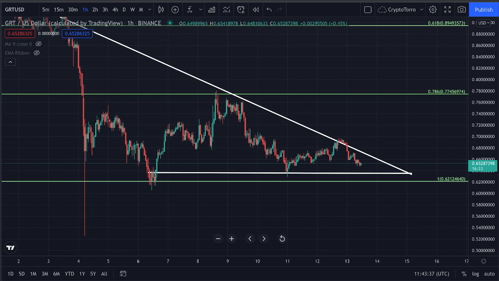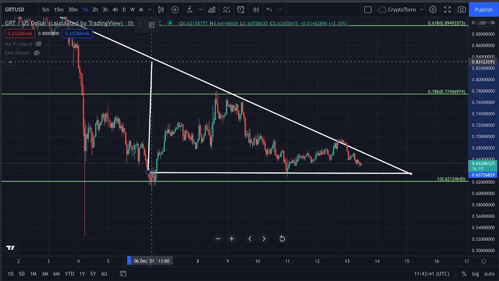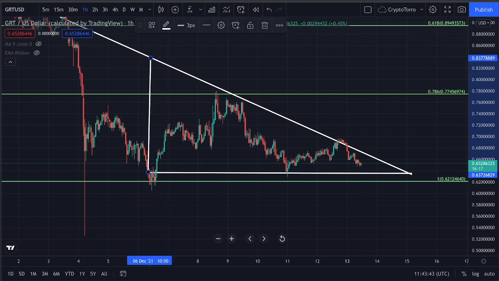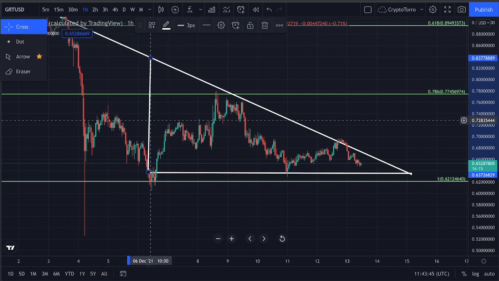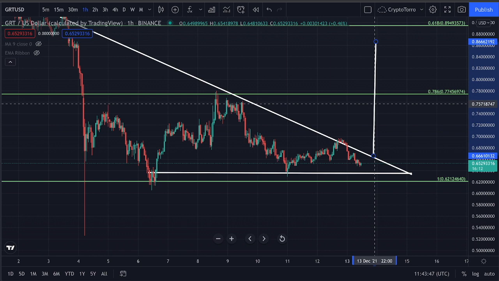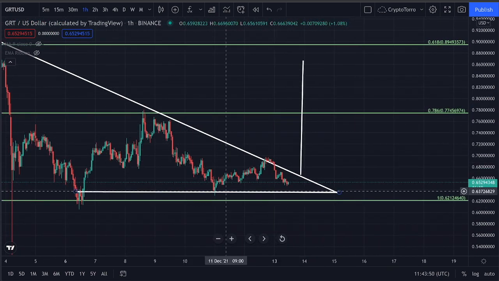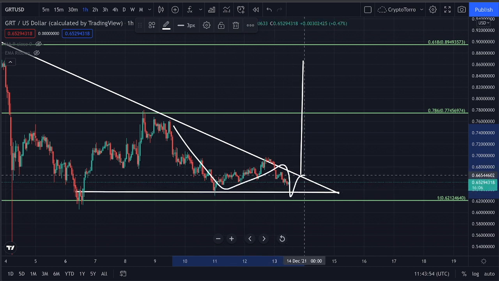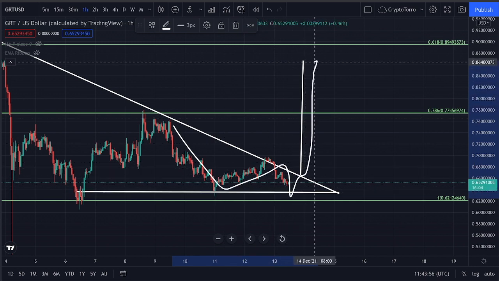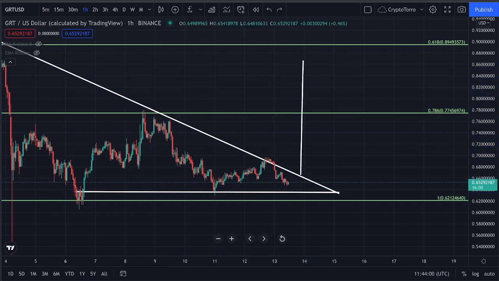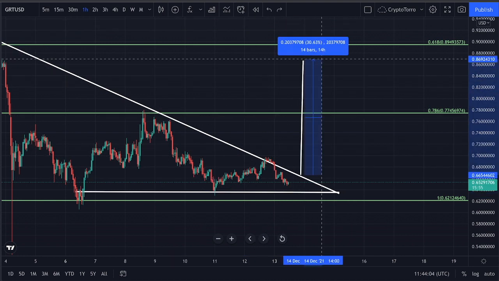By selecting the beginning of this horizontal level of support all the way towards the first touch point below this descending resistance, I measured our possible breakout or breakdown target. If we do see a breakout, as you can clearly see right now, breaking out above this descending resistance, the move towards the upside will be heading to the $86. Therefore, this will be an increase of approximately 30% on the graph that you absolutely do not want to miss out on.